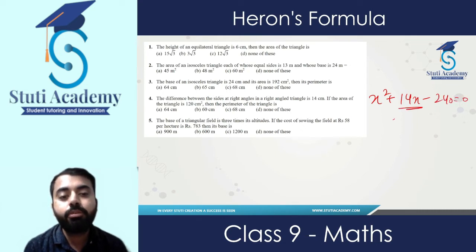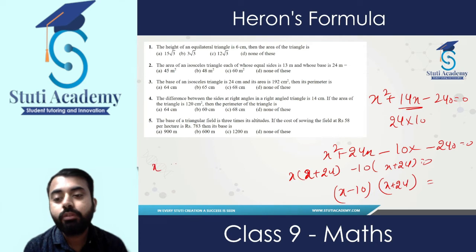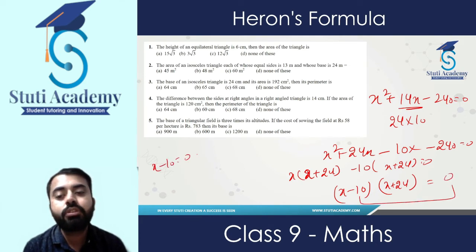I know the factors will be 24 into 10, right? So x square plus 24x minus 10x minus 240 equals 0. Taking x common, x plus 24, minus 10 common, x plus 24, equals 0. So x minus 10, x plus 24. I have these factors. Value of x will be what? Substituting each and every value equals 0. x minus 10 equals 0 gives me 10. x plus 24 equals 0 gives me negative 24.